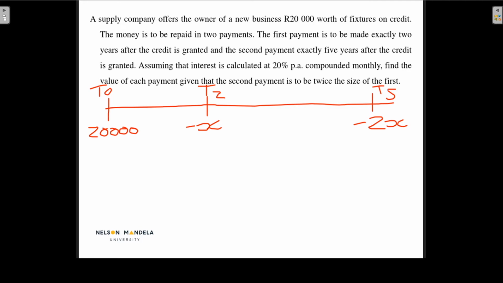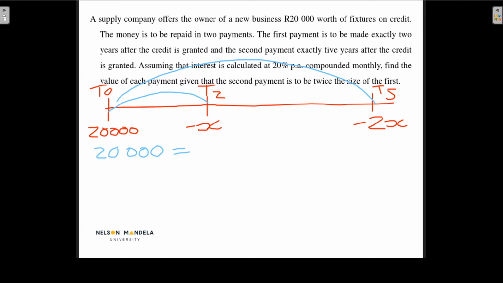Now, if we get a problem like this, we can make use of the method of the net present value to solve for x. We can't just take the 20,000 divided by 3 and in that way solve for x. We have to take into account the time value of money. So that means that we have to move my 2 payments to time t0 and then set them equal to 20,000 rands. So this is my 20,000 rands, and my 2 payments must be equal to that 20,000 rands.